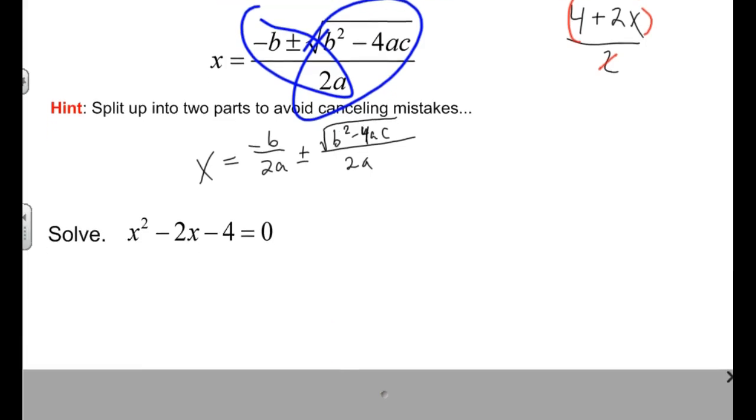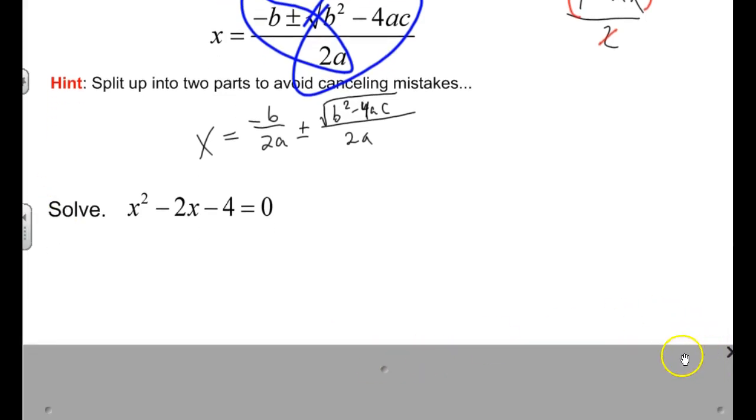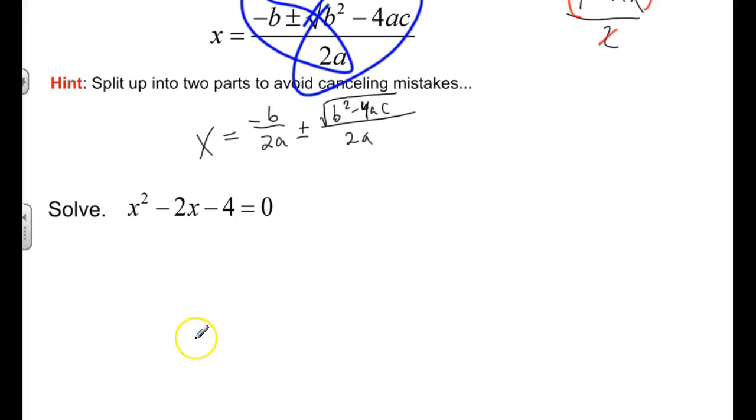So let's try this. I'm going to try it my way, which is to split it up first and see how that works. The coefficient there is 1, so the coefficient a would be 1. Ax squared is standard form, plus bx, so b would be negative 2 and c would be negative 4. Make sure those negatives go with your a, b, and c there.